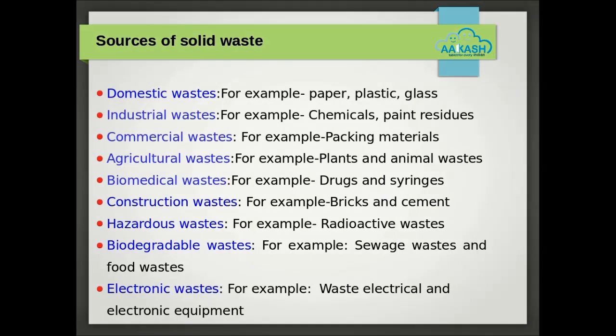Sources of solid waste. Some of the sources of solid wastes are as follows. Number 1. Domestic wastes. For example, paper, plastic, glass. Industrial waste. For example, chemicals, paint residues. Commercial waste. For example, packing materials. Agricultural waste like plants and animal wastes. Biomedical wastes like drugs and syringes. Construction wastes like, for example, bricks and cement. Hazardous waste, for example, radioactive wastes. Biodegradable wastes like sewage wastes and food wastes. And electronic wastes like waste electrical and electronic equipment.